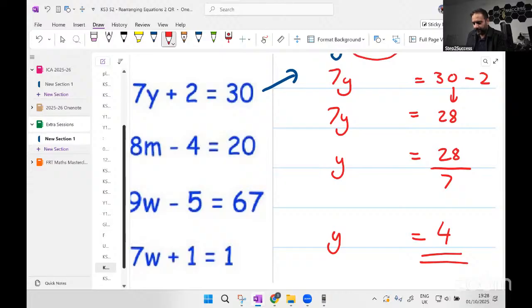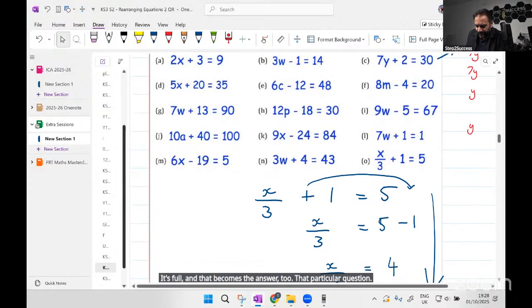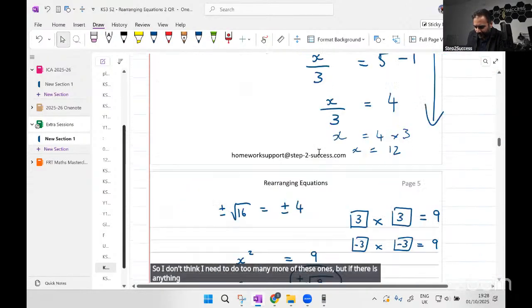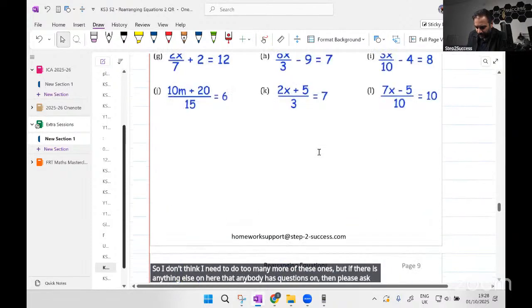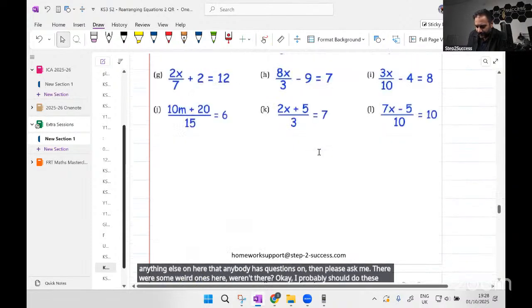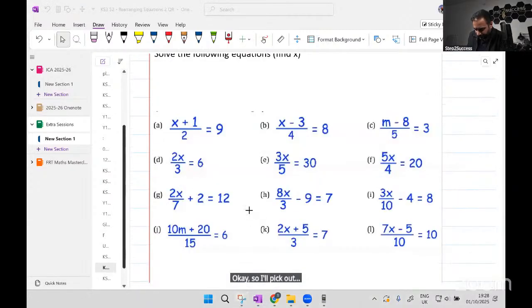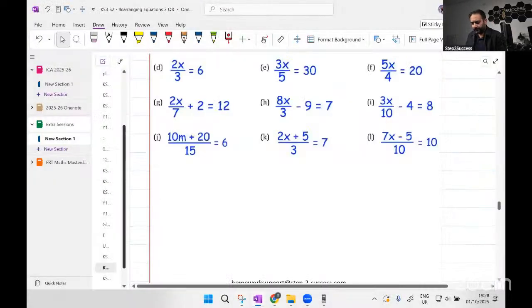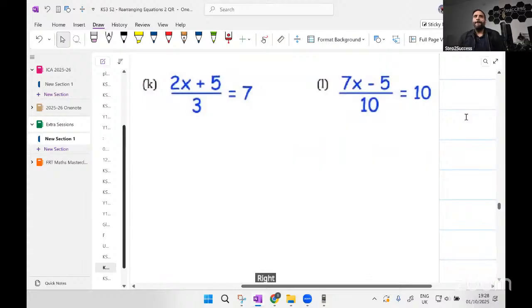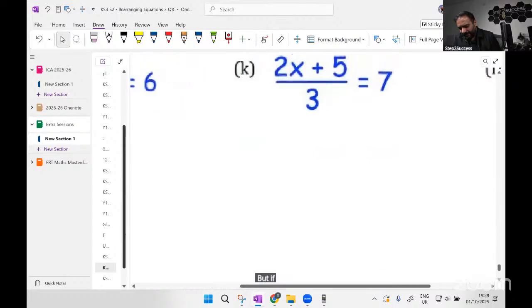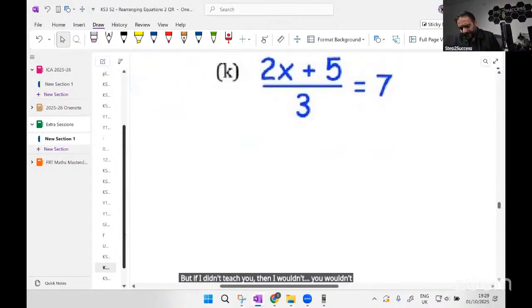So I don't think I need to do too many more of these ones, but if there is anything else on here that anybody has questions on, then please ask me. There were some weird ones here, weren't there? Okay, I probably should do these as well. Okay, so I'll pick out these two. Right. In fact, I'm going to do one thing that I do with all the ones I teach. But if I didn't teach you, then you wouldn't have seen necessarily what was about to happen. So I'm going to do two questions.